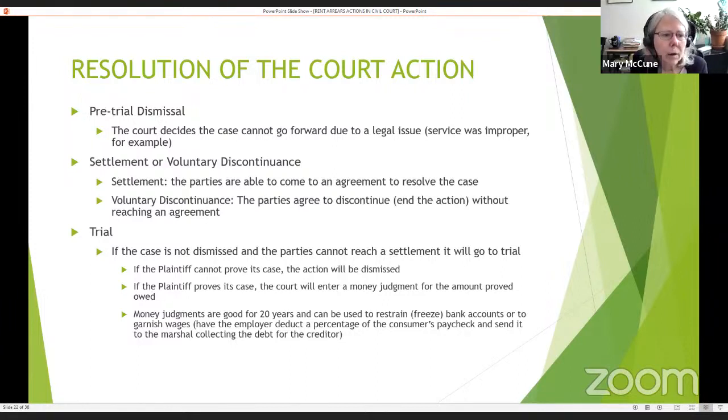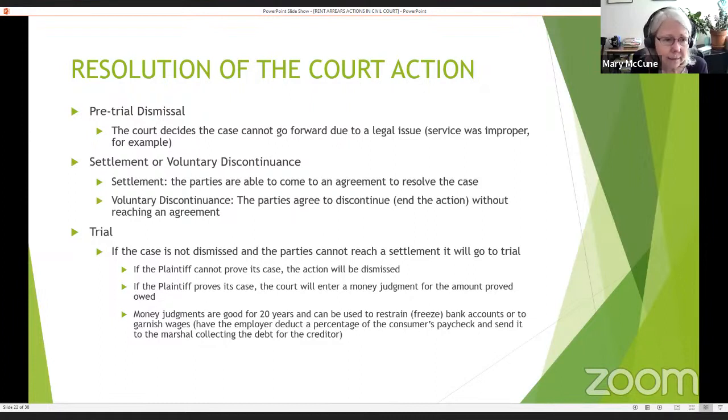Other ways are a settlement or what is called a voluntary discontinuance. A settlement is when the parties come to an agreement about how to resolve the case, and it will typically say what each side agrees to do. And then there's something called a discontinuance, which is when both sides agree to discontinue, to end the action. Even though they may not agree on anything, they agree that this case needs to be over.